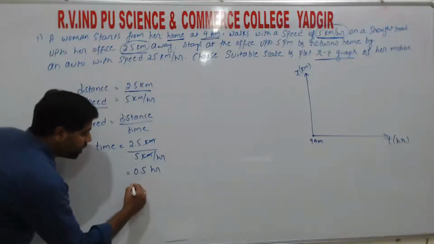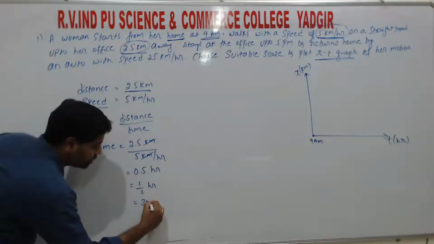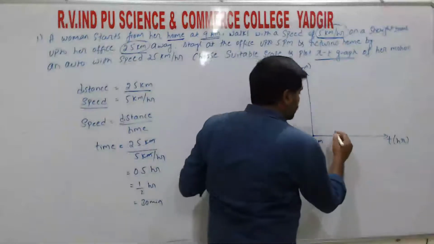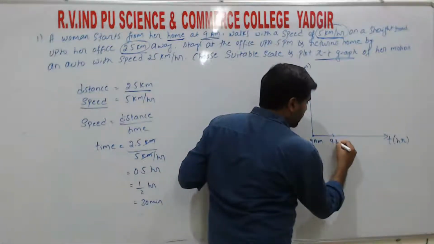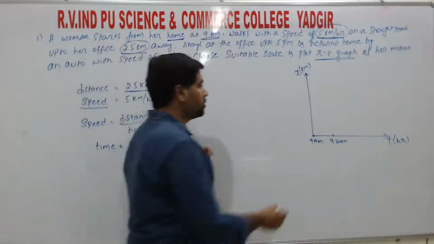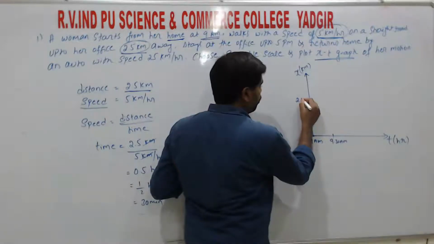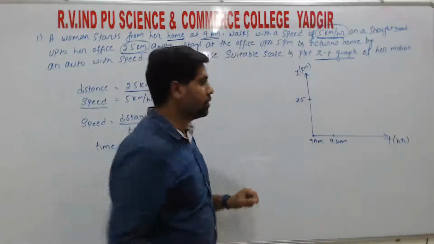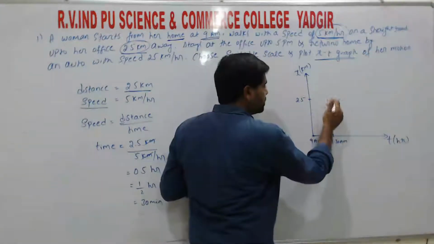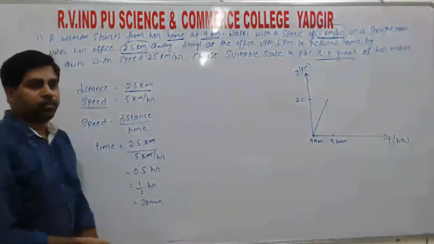0.5 hour is nothing but 1 by 2 hour, and 1 by 2 hour is nothing but 30 minutes, right? So from 9 a.m. to 9:30 a.m. she reaches the office. At what distance? Somewhere at 2.5 kilometers, right? So I will make the point here. At 9:30 a.m. she reaches this distance, right? So we get the line.